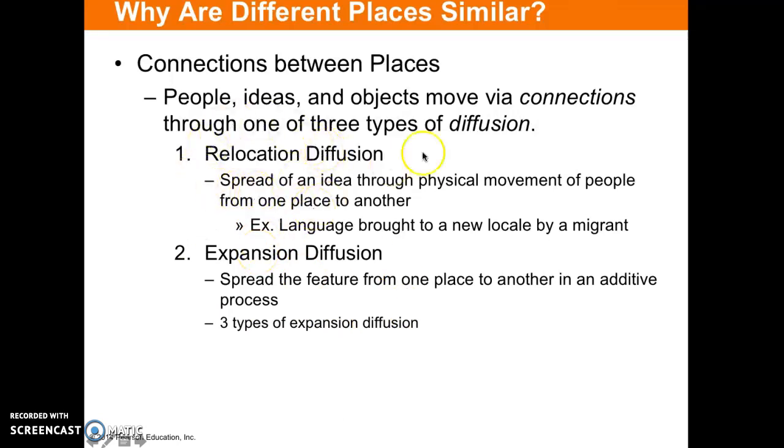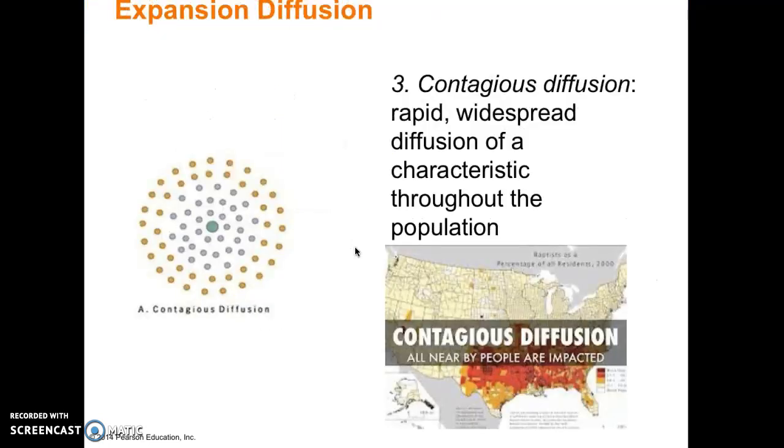So relocation diffusion was one of the biggest ways to move ideas around before. And today we have expansion diffusion as well, which has always been there to an extent, but now this one takes off much faster. And there are three types of expansion diffusion. So the first type is contagious diffusion. In contagious diffusion, it's a rapid, widespread diffusion of a characteristic. Now, there are diseases that are spread through contagious diffusion, which I think makes sense, right?